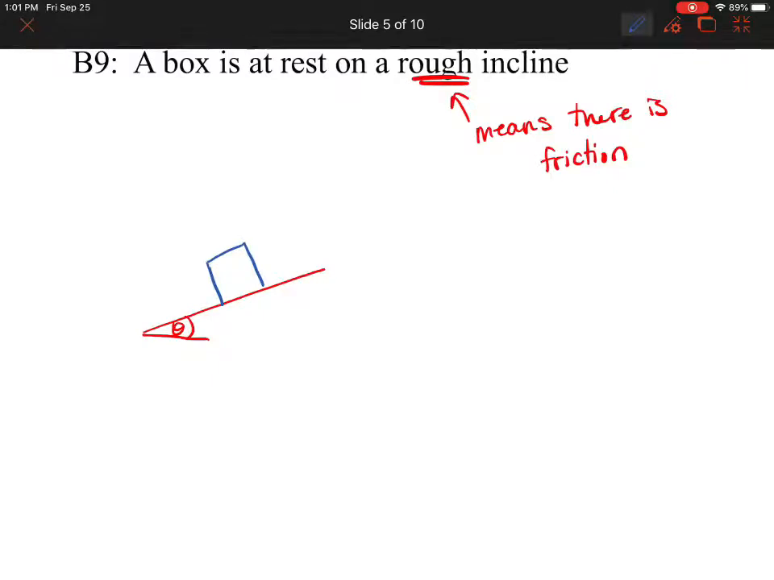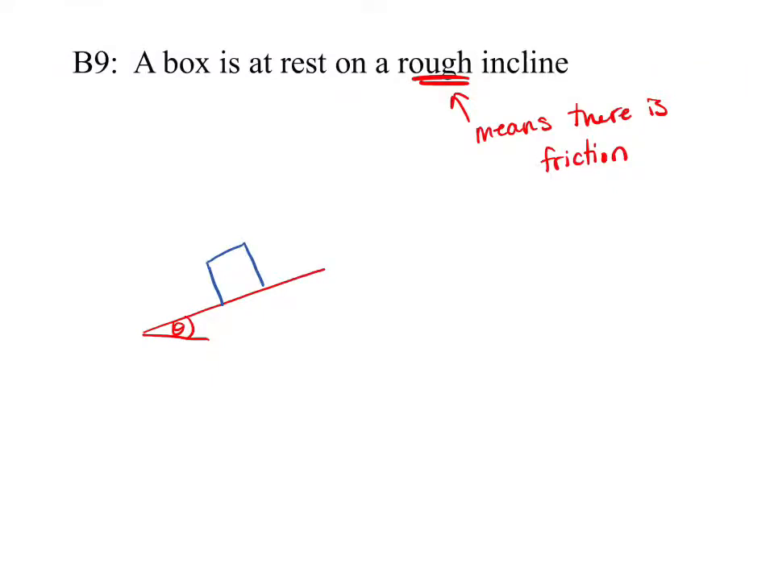It's just at rest on the incline. Okay, so what does at rest mean? Well, it just means that all your forces need to be balanced, okay? If your net force is 0, then it's not accelerating.